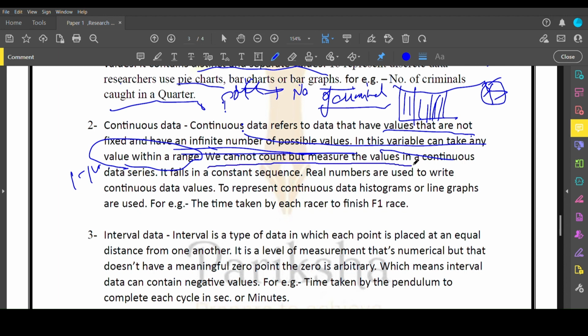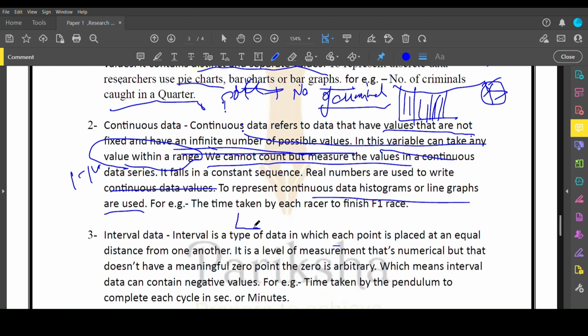So we cannot count but measure the value in a continuous data series. So in the continuous, we can measure the data in the data series. And to represent the continuous data, histogram or line graph are used. For example, time taken by each racer to finish the F1 race.